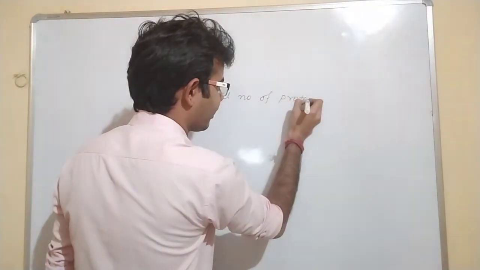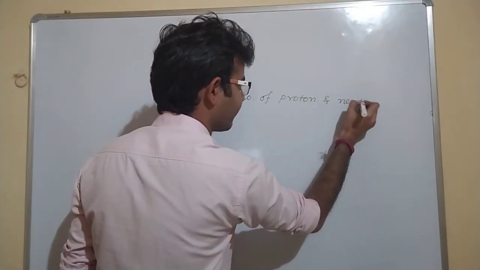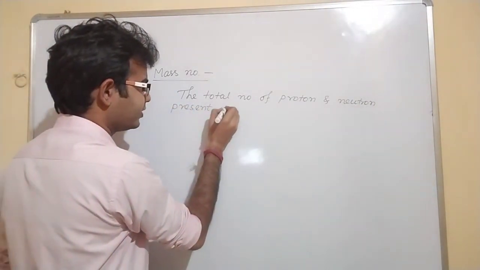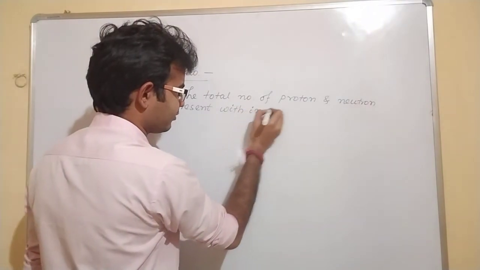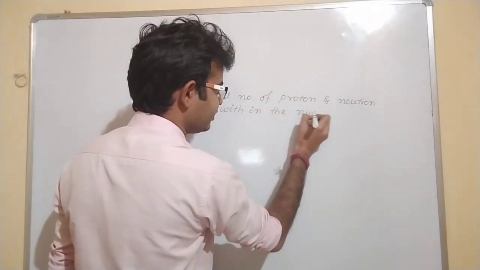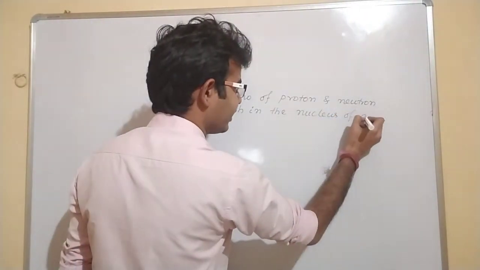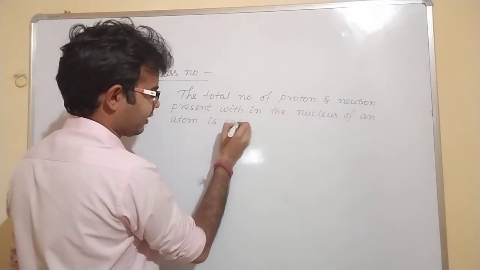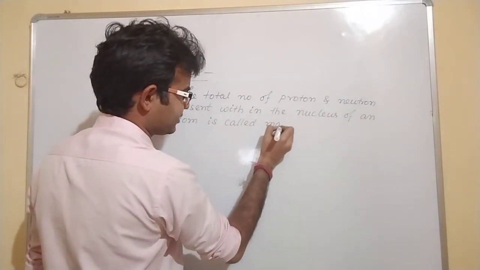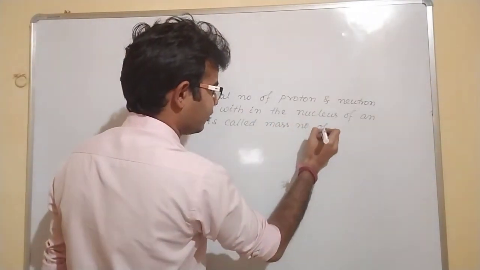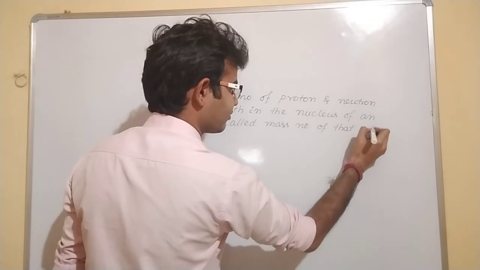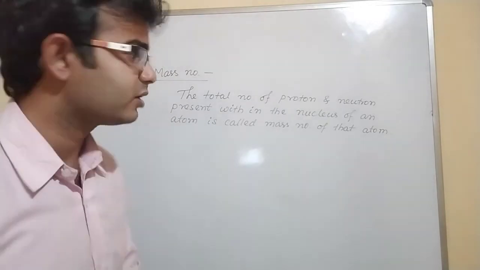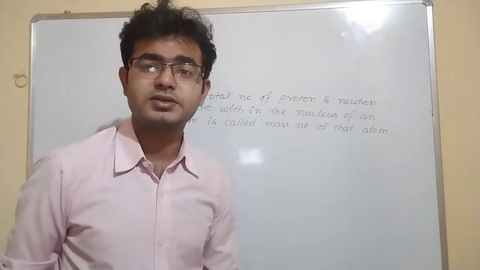The total number of proton and neutron present within the nucleus of an atom is called the mass number of that atom. Clear? The total number of proton and neutron. एक एटम के पास टोटल जितने प्रोटॉन और न्यूट्रॉन होते हैं, that is called the mass number of that atom.